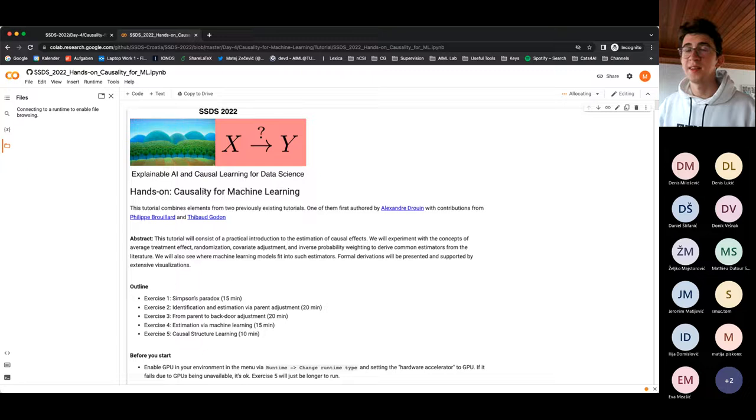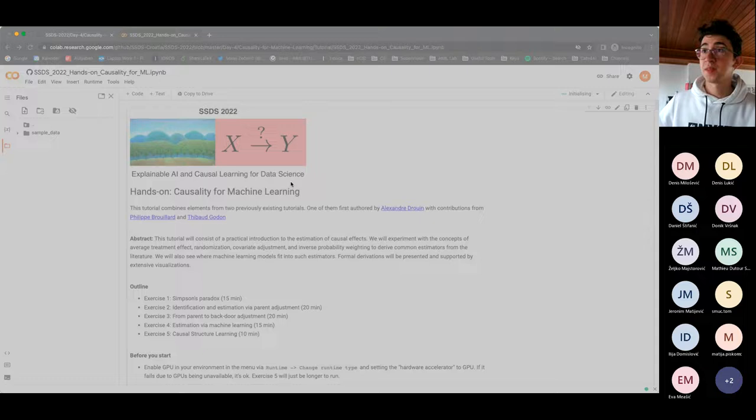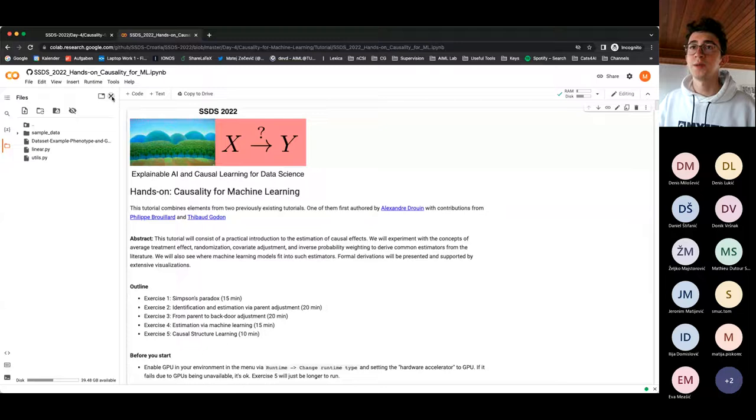So now here we select the upload button and simply upload the files from the GitHub repository, which in this case are these three files called linear.py, utils.py, and a dataset file. Now you can see I've uploaded these files. I can close this one again and we can start.